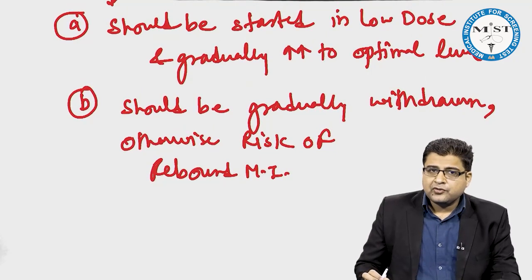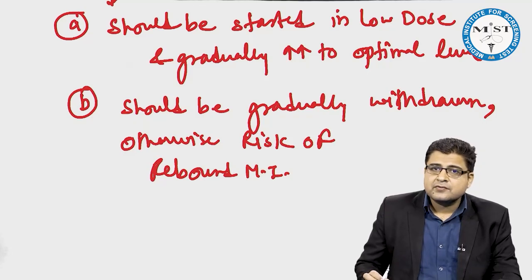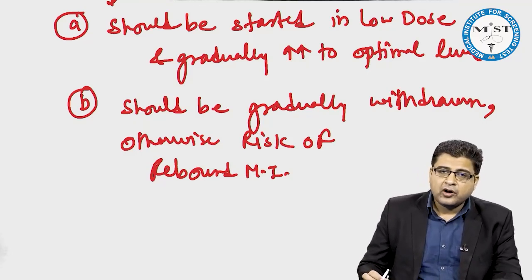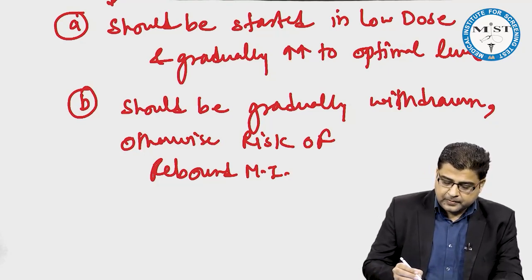So, in patients of MI, beta blockers should be started in low dose and gradually increased to optimal level. And if you want to stop this beta blocker therapy, again this withdrawal should be gradual. Otherwise, there is a risk of rebound MI. Now, after this fifth indication, let's move on to the sixth indication of beta blockers.